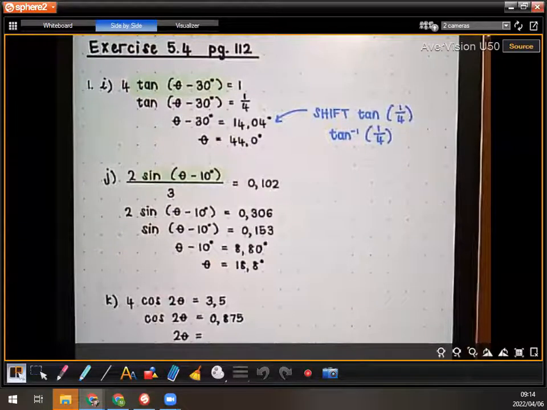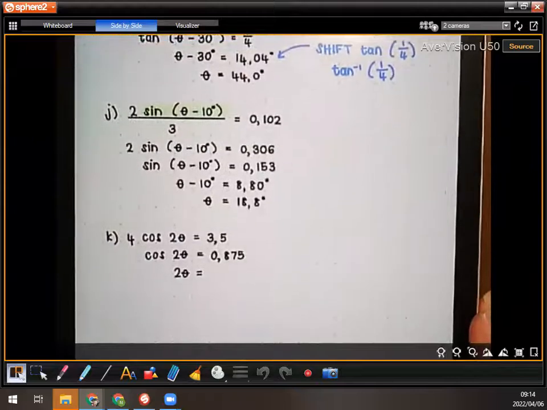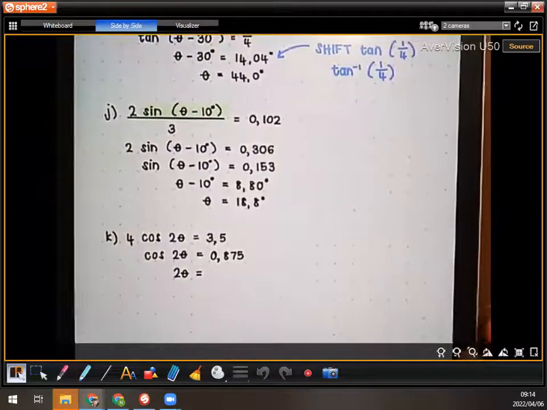Any questions so far, guys? All right, I am going to give you some time just to practice a few of them now on your own. Yes? I put 0.153. Shift sine.